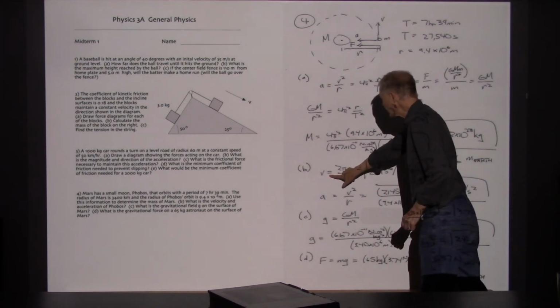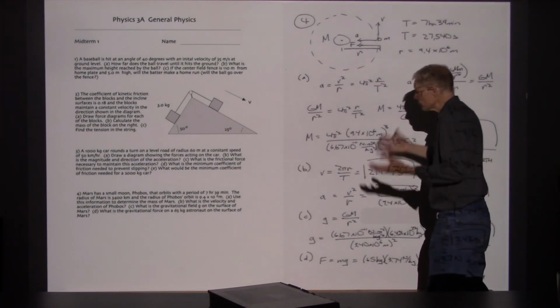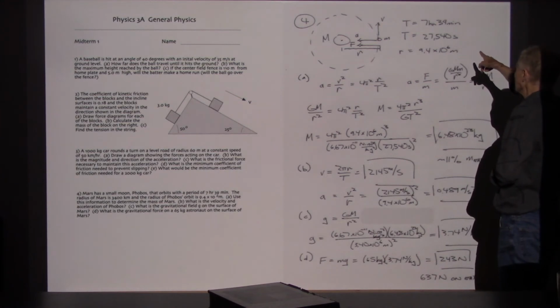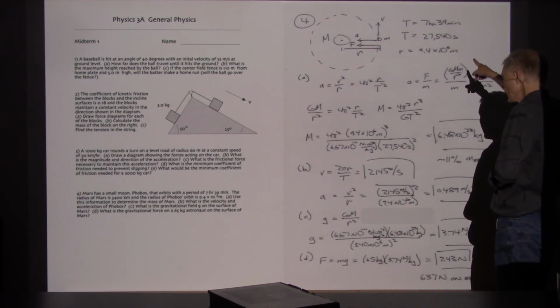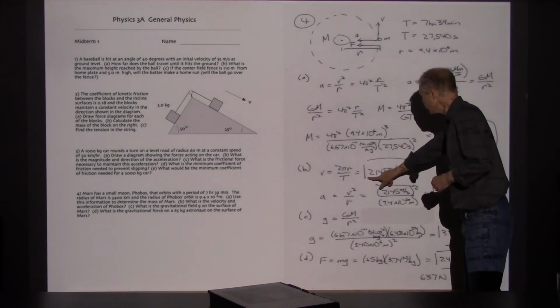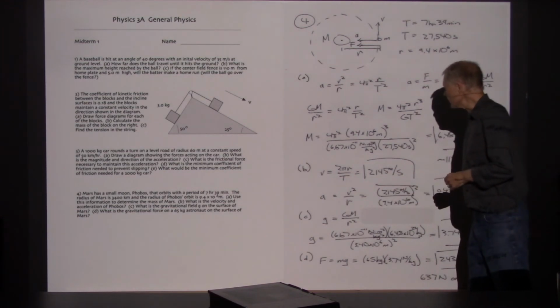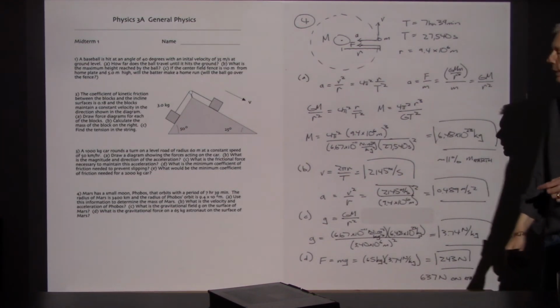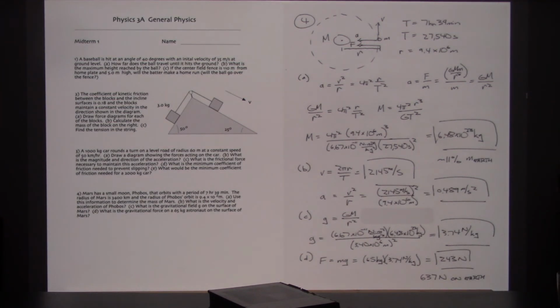Now the velocity I can get is 2 pi r over T. In fact, that was given, right? I could solve that right from the start. Didn't need the mass of Mars for that. The velocity here is 2145 meters per second. So it's moving a couple thousand meters per second.